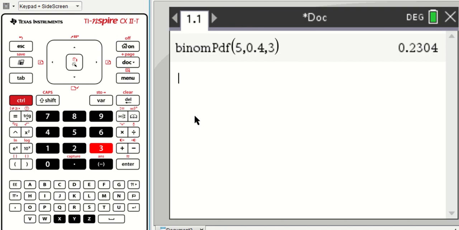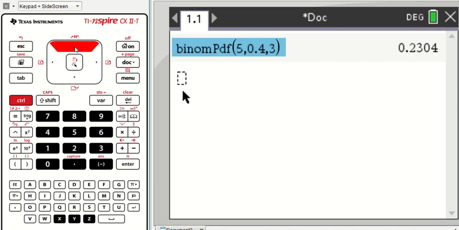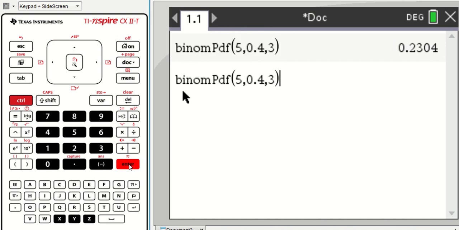A quick note: if for some reason you type something wrong, remember you can use the up arrow, highlight the command that you just used, press Enter, and then you can adjust it. So let's say I wanted to enter 2 instead of 3, and I made a mistake and then realized my error. I can go enter that and press Enter, and we see the different probabilities.